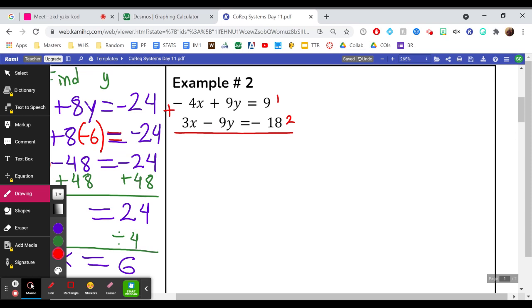So if I'm looking at the x's, I have negative 4 and positive 3. Those are different numbers, so those cannot be the zero pairs. But if I look at the y's, I have plus 9y and negative 9y. Okay, so those two meet the requirement. I have the same number and opposite signs. One's positive, one's negative. Okay, so that means that these two are my zero pairs and they're going to go away.